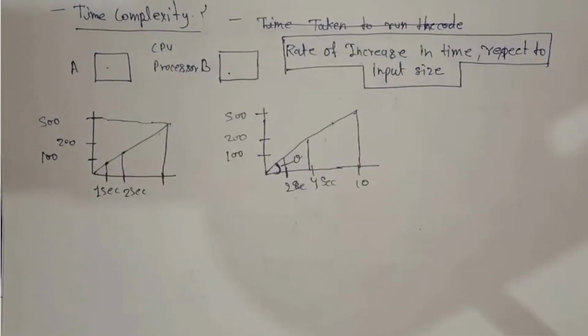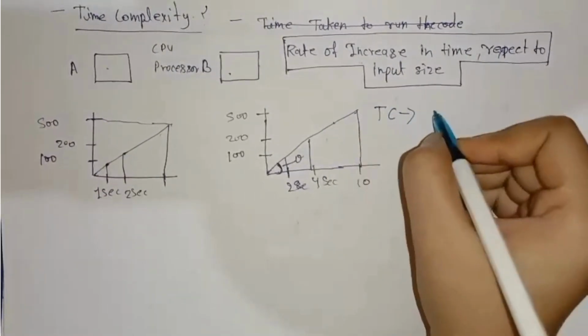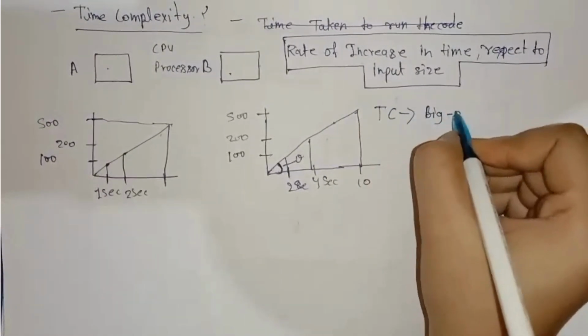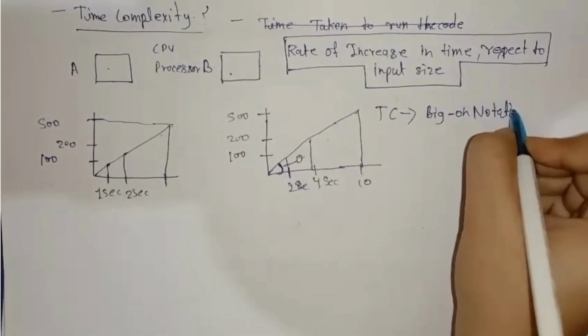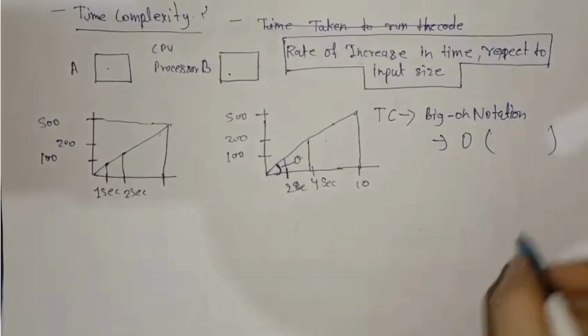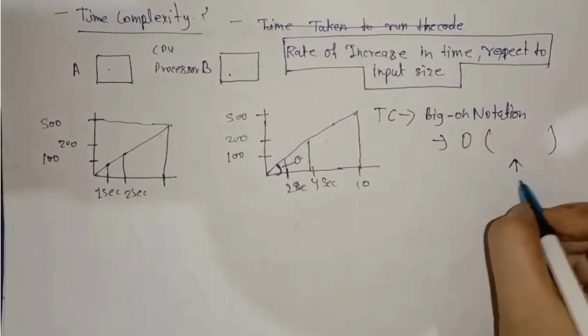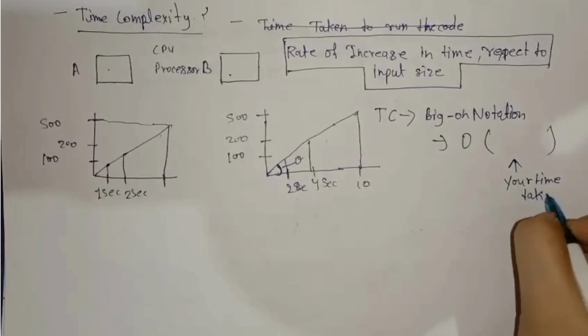And how do we denote time complexity? We denote time complexity using big O notation. Don't worry, we will discuss further what big O notation is. So here, this is your time taken.